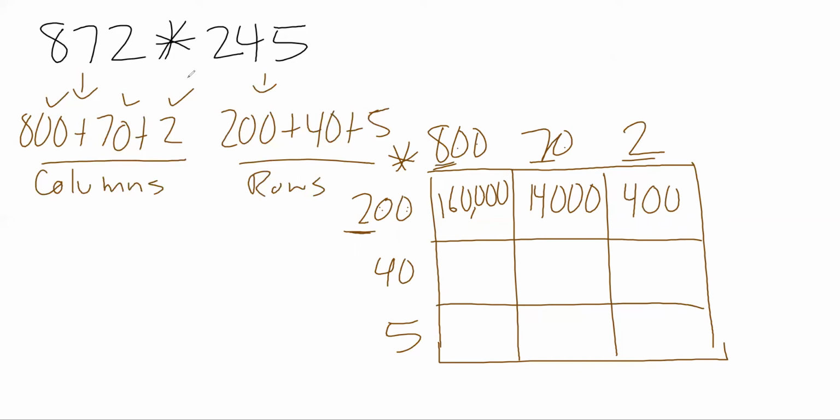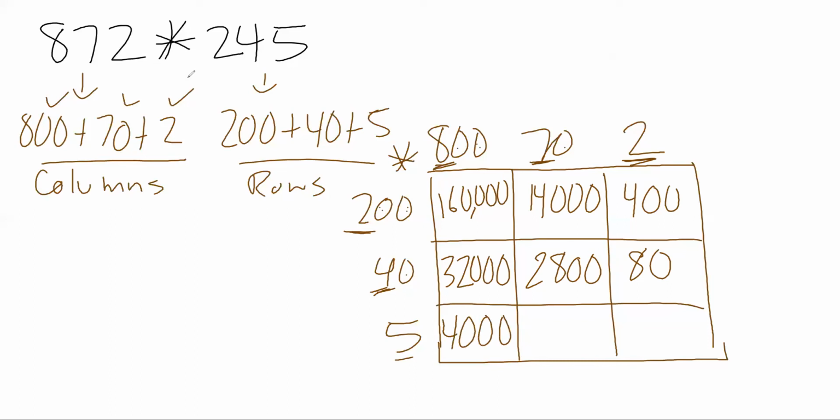Let's see, 8 times 4 is 32, and then there's 3 zeros with those 2 numbers. 7 times 4 is 28, and 2 zeros. And 2 times 4 is 8 with 1 zero. 8 times 5 is 40, and then I have 2 zeros up there in the 800, no zeros with the 5. 7 times 5 is 35, and 1 zero, and 2 times 5 is 10. All right, so here's all those big numbers.